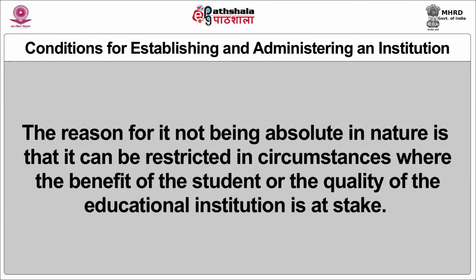The rights provided under Article 19 and 30 are of different nature. The right under 19 is not absolute as it is subject to reasonable restrictions, whereas the rights under Article 30 are not subject to any restriction and are almost absolute in nature. The reason for it not being absolute in nature is that it can be restricted in circumstances where the benefit of the student or the quality of the educational institution is at stake. The state is empowered to impose restrictions which do not affect the substantial rights but which further improves the institutional excellence and proper functioning in all the fields.